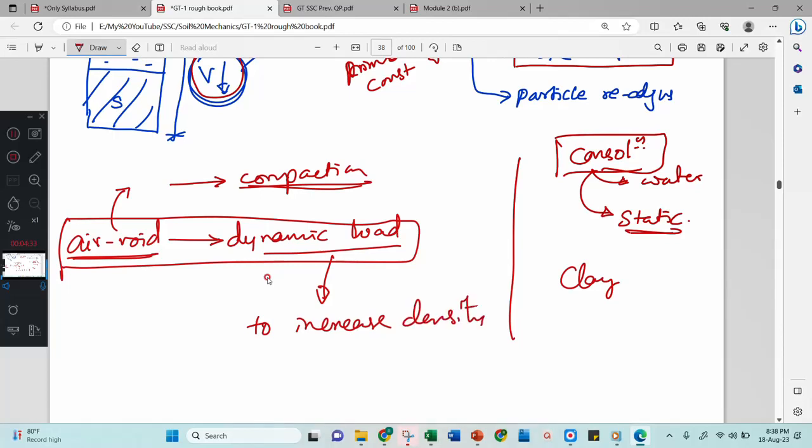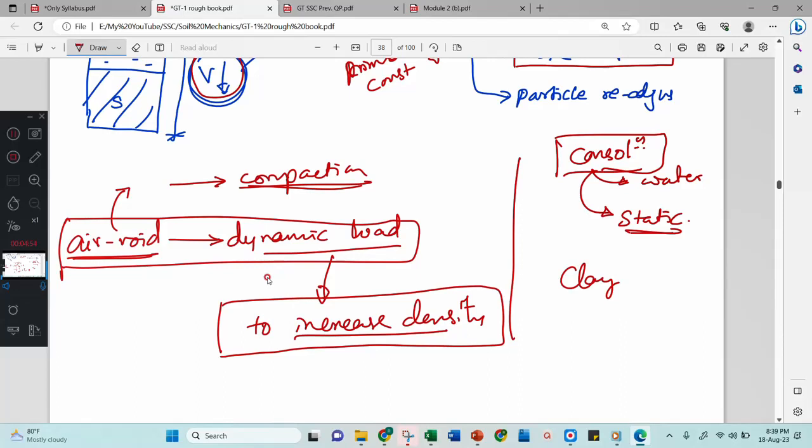The purpose of compaction is to increase the density, but in consolidation we are not increasing the density of the soil. Of course it may increase its density, but the main motto of consolidation is not to increase the density. There the main motto is to understand the behavior of the soil and the settlement of the soil. But in compaction, the standard purpose is to increase the density.